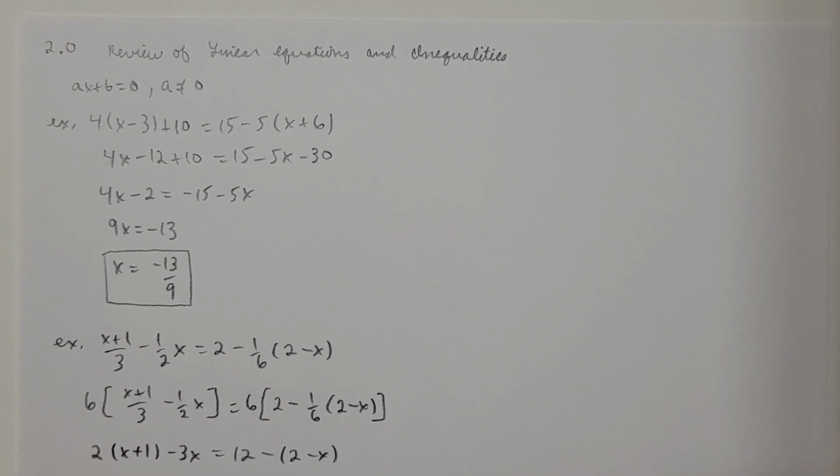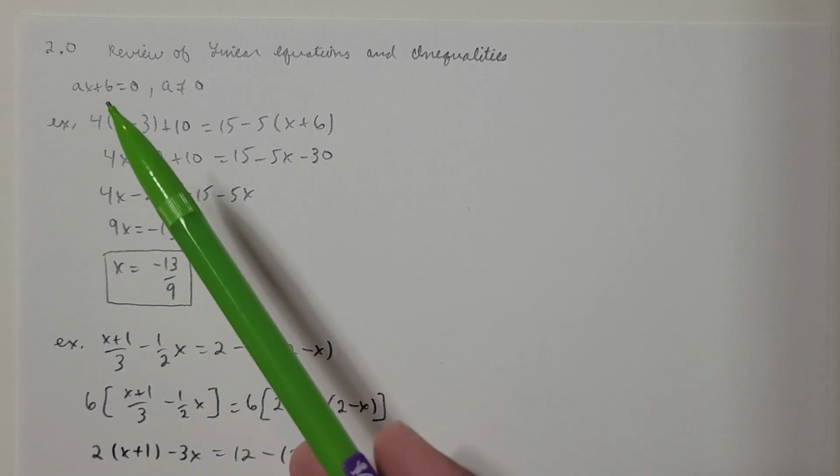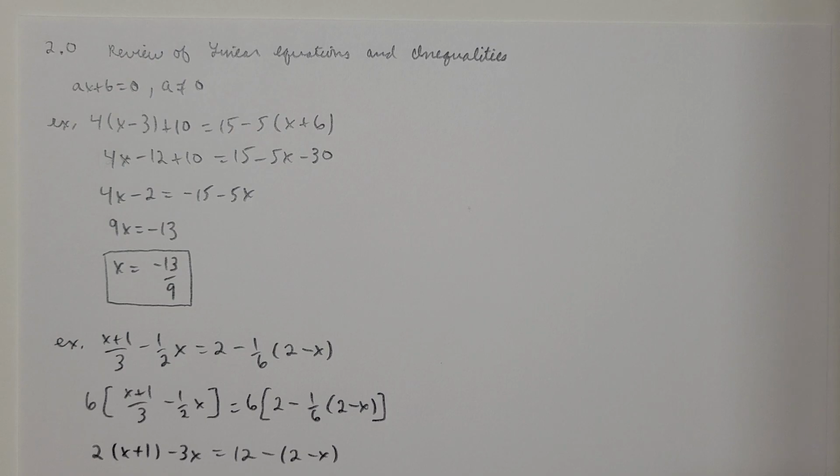Okay, we're going to start into chapter 2 here. In chapter 2, it's all about linear functions and lines. So in 2.0, they just have a kind of a review of linear equations and inequalities that we'll look at. So a linear equation is an equation of the form ax plus b equals 0, where a is some number. It can't be 0, though.